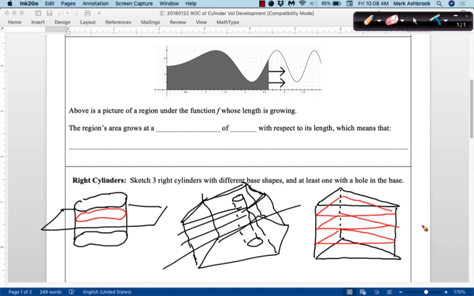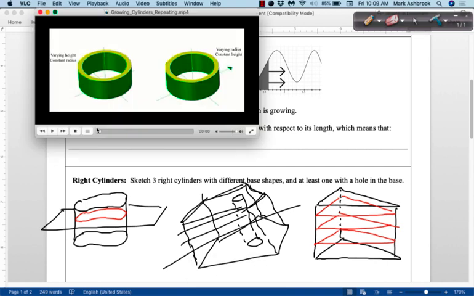Okay, so there's a specific type of right cylinder that we're going to use to fill. I talked about creating an empty shell. We're going to fill it with a specific type of right cylinder to make our volume accumulation functions. Let me show you what those look like.